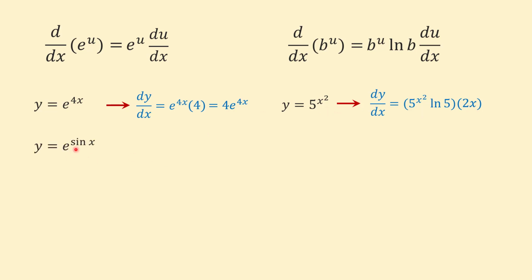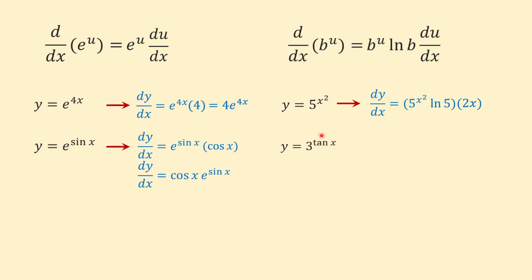Another example. E to the sine of x. Its derivative is e to the sine of x, e to the u. Multiply it by derivative of the power. What is the derivative of sine? Cosine. And this is derivative of the function. Cosine of x times e to the sine of x.